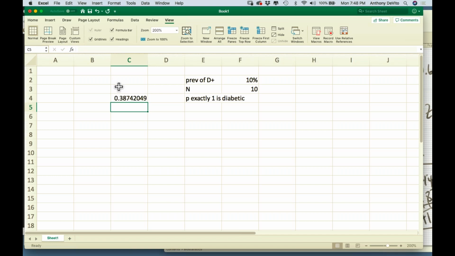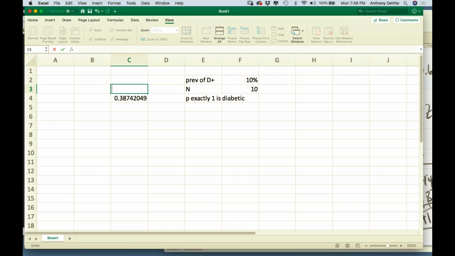What about 0? What's the probability that none of these people would be diabetic? Well, you could actually calculate that, couldn't you? Because the probability that they're diabetic is 10%, the probability that they're not diabetic is 90%. So you could say 0.9 times 0.9 times 0.9 times 0.9, 10 times, and get that probability. But we can use binomial distribution to do that also.